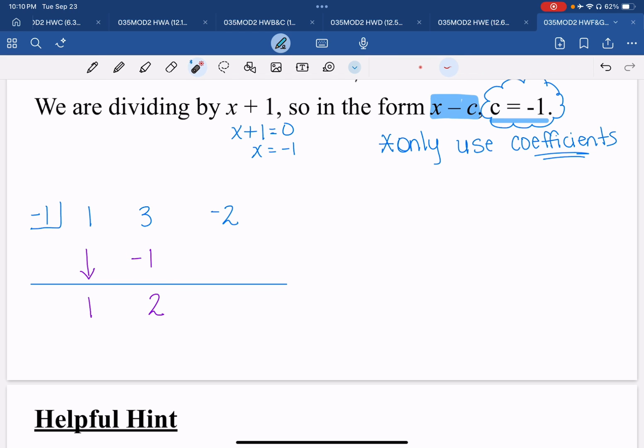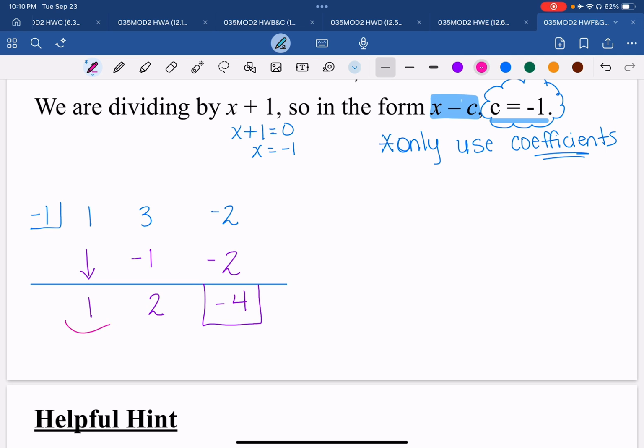Then we do that again. We multiply 2 times negative 1. We get negative 2. Then we add negative 2 and negative 2, and we get negative 4. And that's it, we're finished. That's synthetic division. Now we have to make sure we understand what each piece is.